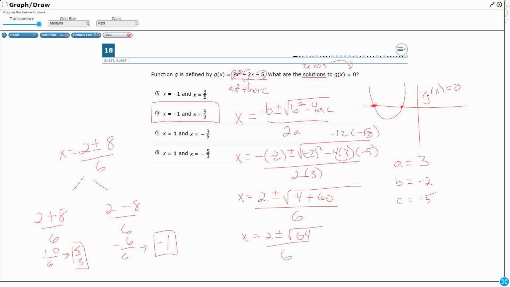And if we wanted to check our work, all we would need to do is plug in 5/3 or negative 1 into x, and your g of x would equal 0. So that's our answer, B.